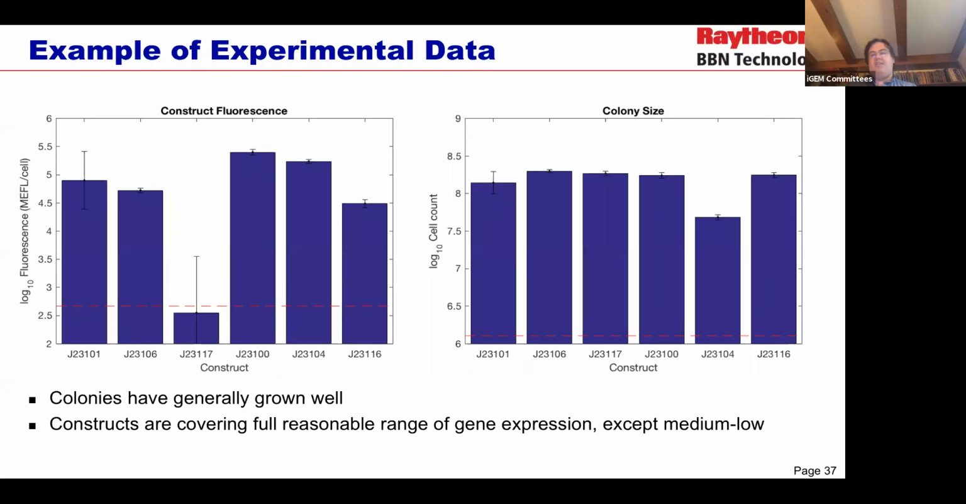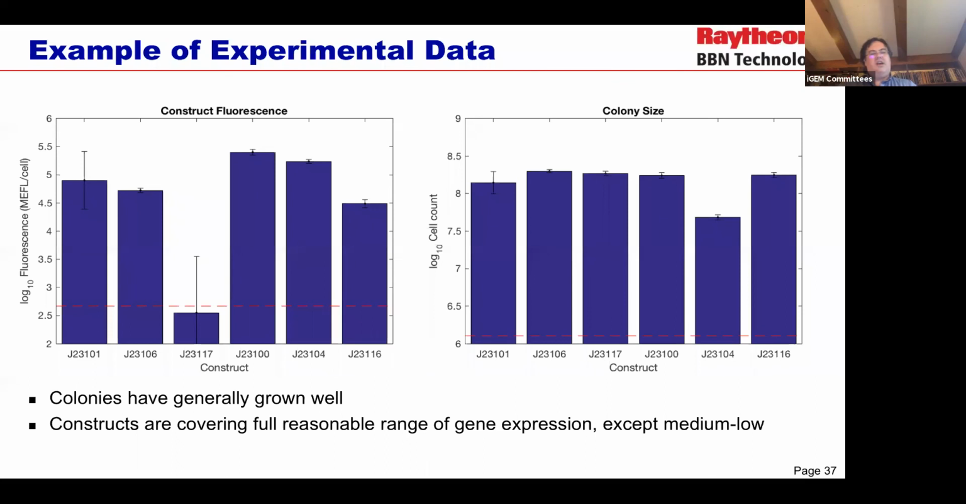Over on the right, we can see that all of our colonies have grown pretty well. They're all, all except J23104, at 10 to the 8th cells or more. And J23104 is not too far behind, but they're all far, far above the minimum amount that we can measure in terms of count of cells. So there's lots of cells in these wells, and we can be sure of it because we're very far from that bottom red line.